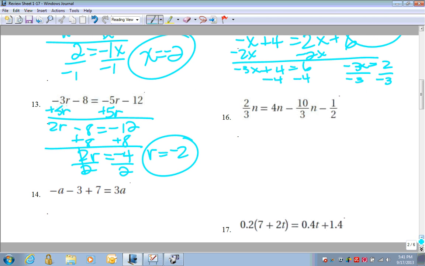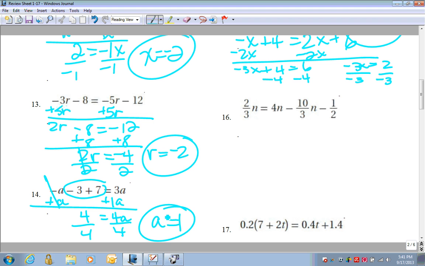Now we're going to go down to number 14. Normally I would tell you to move letters to the left, but since 3a is the only letter on the right, I'm going to add a to the other side. Negative 3 plus 7 is 4, and 3a plus 1a is 4a. Dividing by 4, my final answer here is a is equal to 1.